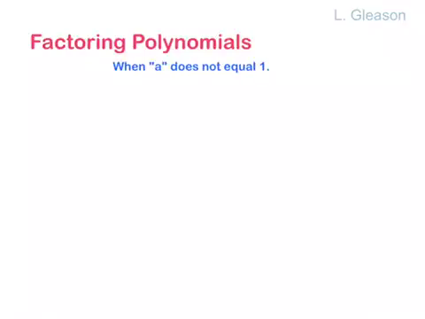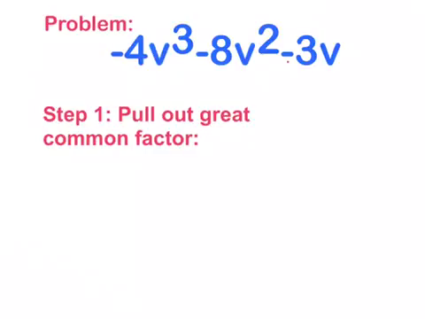Hey guys, in this tutorial, we'll be learning how to factor polynomials when a does not equal 1. For this example, we'll be using the equation -v cubed minus 8v squared minus 3v. Now, the first step in order to solve this equation is to see if your equation has a greatest common factor that you could factor out to make the equation simpler.